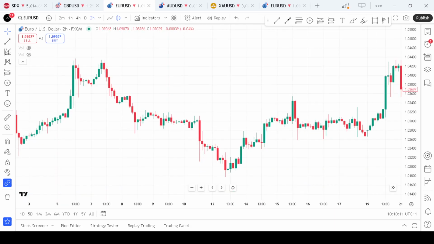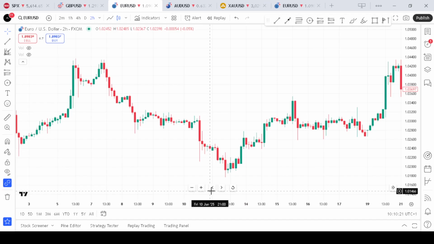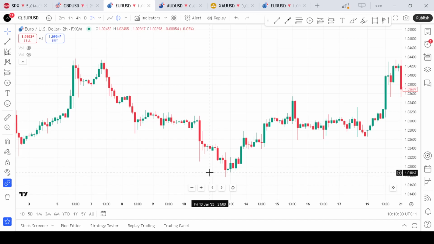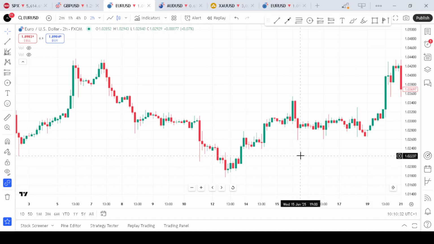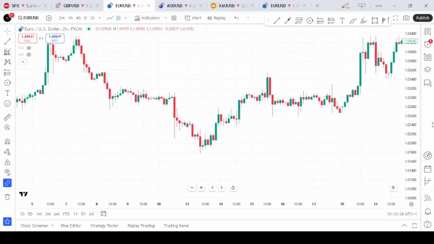So let's see how we can implement this strategy and know a step-by-step process on how we can trade using the tower bottom pattern. Now, below is a step-by-step strategy to help us trade this pattern with confidence. So this is where we are going to explain this pattern.